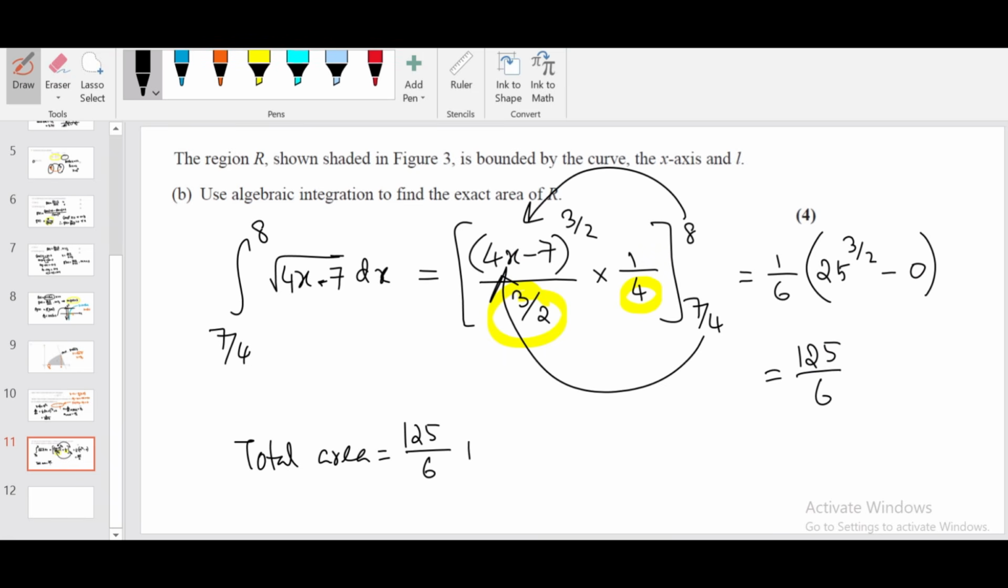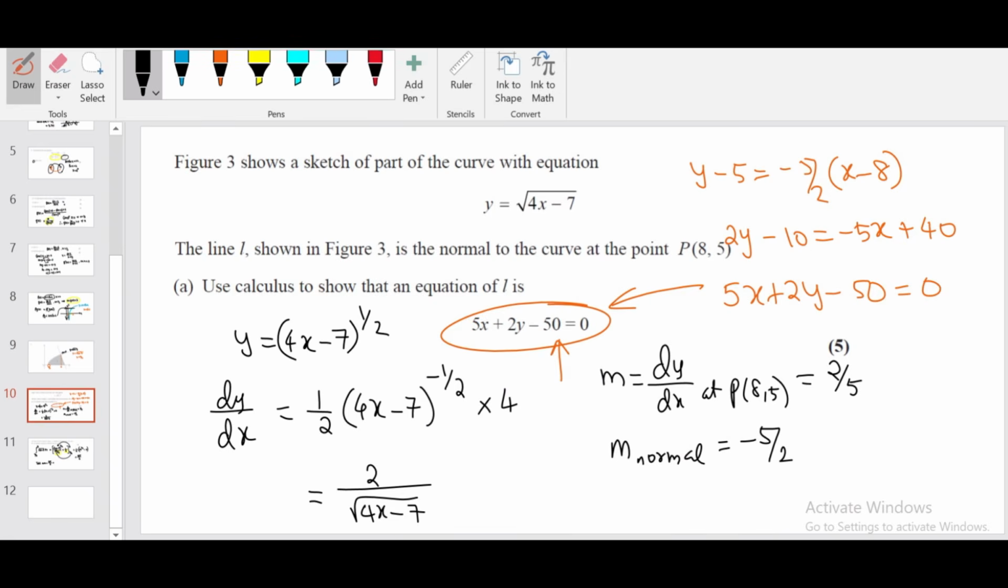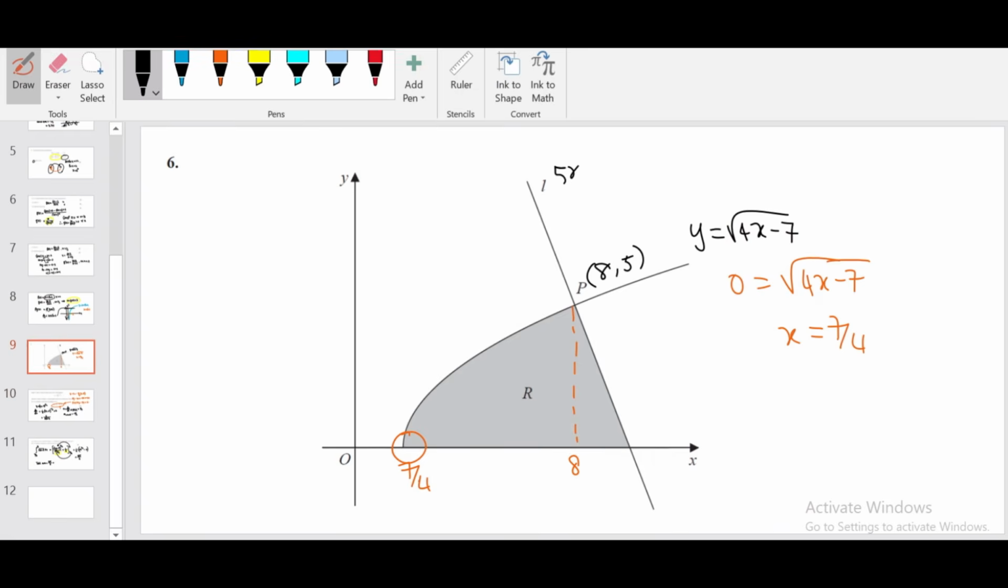125 over 6 plus the area of the triangle. How to find the area of the triangle? We know the equation of the line already, we calculated here: 5x plus 2y minus 50 is 0. To find this point, you replace y by 0. So when you replace y by 0, it's better to show all this working. 5x minus 50 is equal to 0. x is equal to 10.